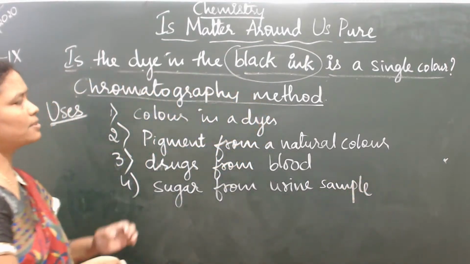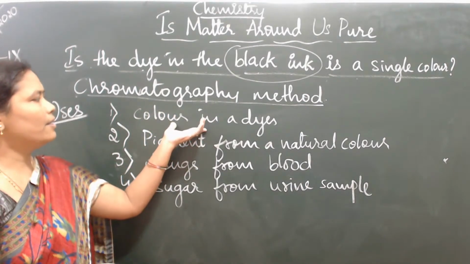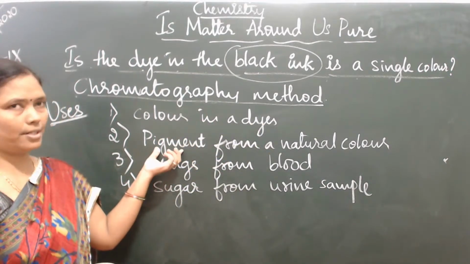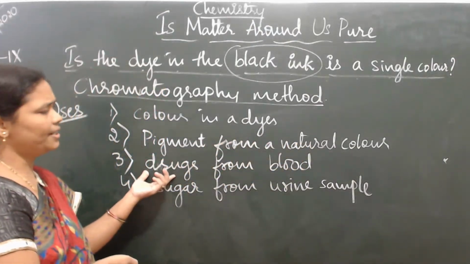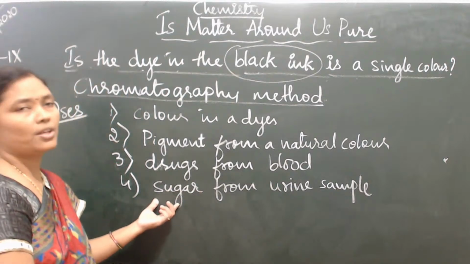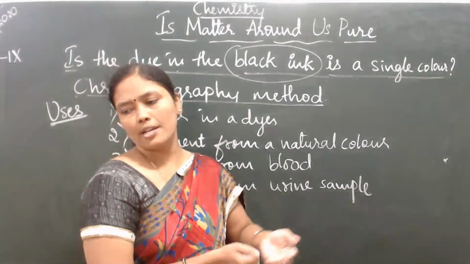What are the uses? This chromatography method can be used in separating color components in dyes, and it is also used to separate a pigment from a natural color, and also to separate a drug from the blood, and in the separation of sugar from urine samples.